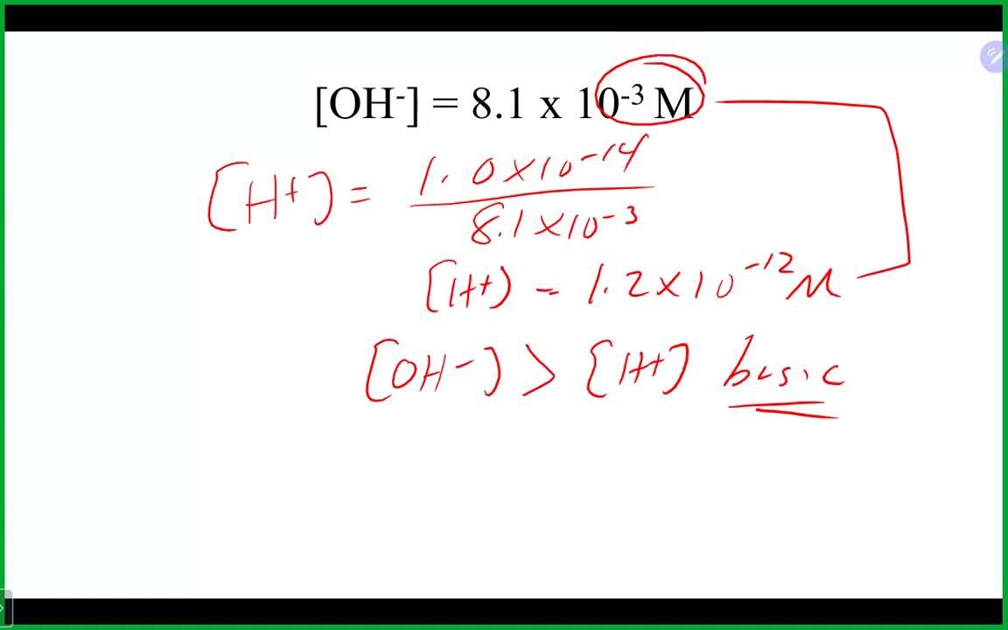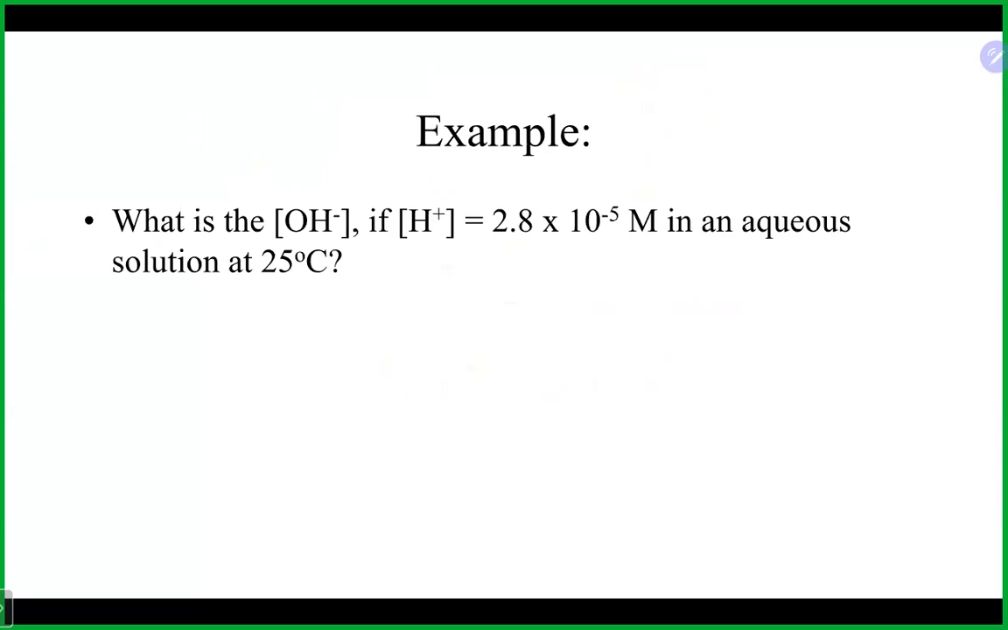Questions on any of those calculations? So again, most people struggle with punching it in the calculator. Yeah, so again, make sure that exponent button is used. All right, let's take another one here. What is the OH minus concentration if the H plus is 2.8 times 10 to the minus 5? And is it acidic or basic?